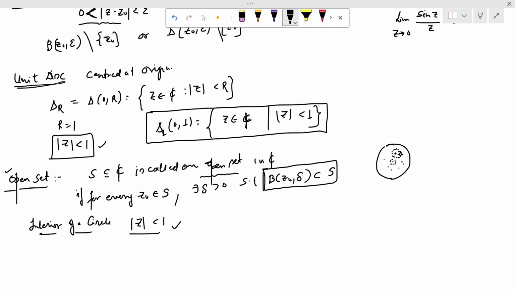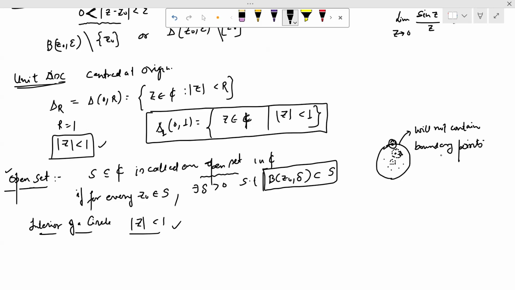Okay, so we cannot include this boundary, because if we include the boundary and take any point on the boundary, then however small an epsilon we try to make, the neighborhood cannot be entirely contained in set S. So always remember, an open set will not contain the boundary points. We'll see what boundary is, but right now just understand boundary in the sense of boundary only.